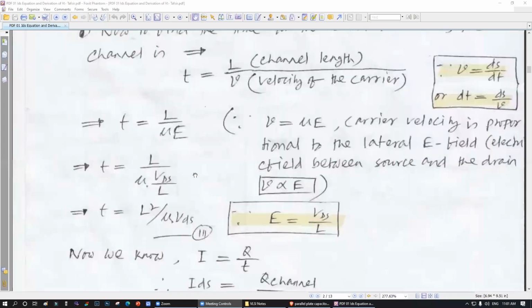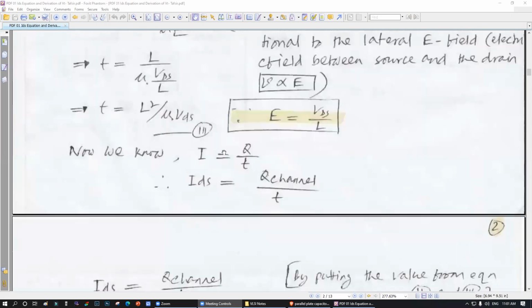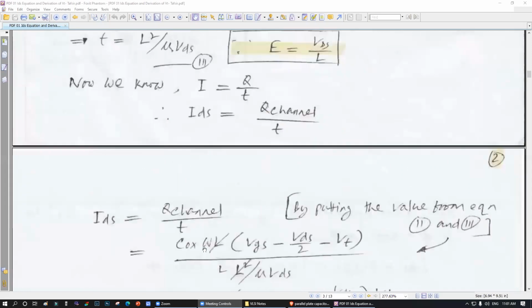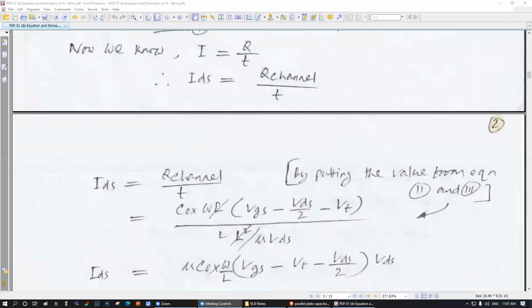Now, if this L goes up, it becomes L square by mu VDS, and your I is equal to Q by T. So IDS is equal to Q channel divided by T. Q channel is equal to COX WL (VGS minus VT minus VDS by 2), that we have already known from the previous derivation, and T is equal to L square by mu VDS. Now you have an L here and you have an L square here, so one L will be gone. You have one L at the top, you have two L at the bottom. One L will be gone, and you have mu VDS.